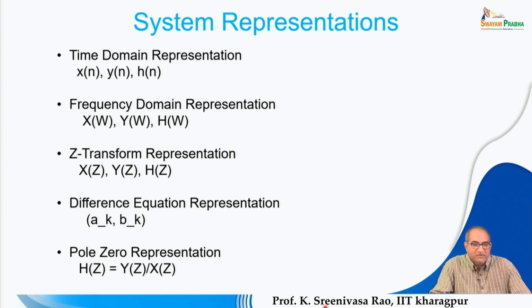Then afterwards, another way of representing a system is the Z transform representation, and here the system is represented by H of Z, and X of Z and Y of Z are nothing but the input signal and output signal in the Z transform. This H of Z is related to X of Z and Y of Z as Y of Z divided by X of Z provides you the H of Z. That is nothing but the system transfer function.